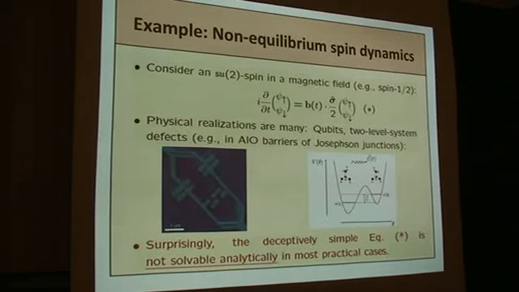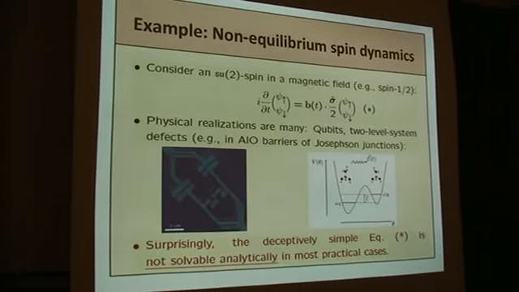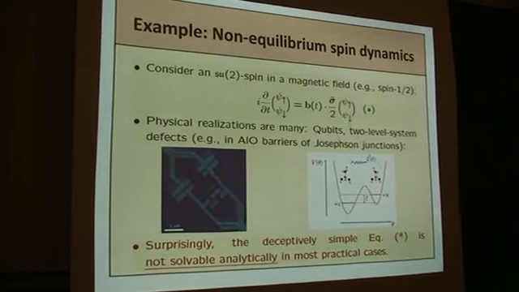So an interesting fact about this equation is that it looks deceptively simple, but it's not solvable in closed analytic form for an arbitrary dependence B of t. It's hard to believe when you first look at it, but it's true. So there is no closed solution for the wave function corresponding to an arbitrary B of t.